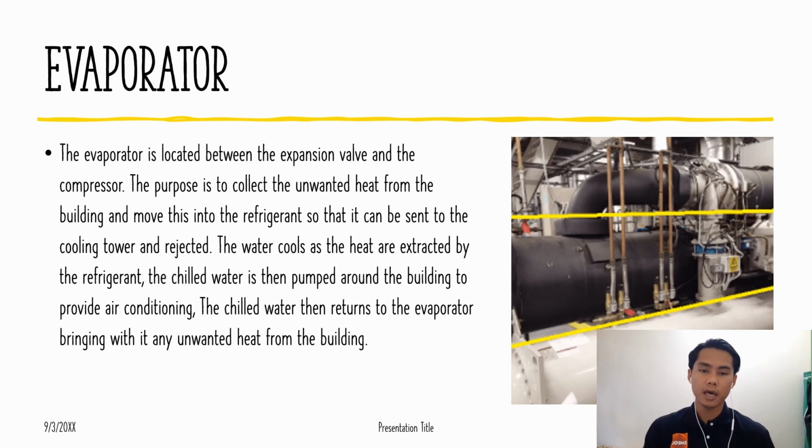And lastly, we have the evaporator, which is located between the expansion valve and the compressor. The purpose of the evaporator is to collect the unwanted heat from the building and move it into the refrigerant so that it can be sent to the cooling tower and rejected. The water cools as the heat is extracted by the refrigerant. The chilled water is then pumped around the building to provide air conditioning. The chilled water then returns to the evaporator, bringing with it any unwanted heat from the building.